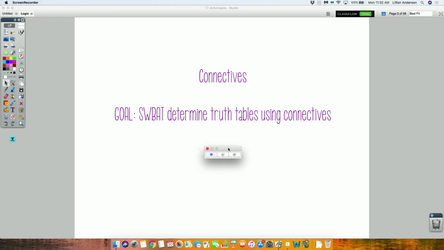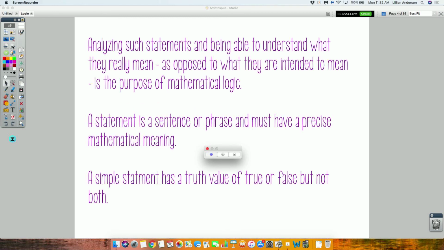All right, so the first lesson of logic, we're going to be talking about truth tables and using connectives within these truth tables. So, to start it off, analyzing such statements and being able to understand what they really mean as opposed to what they are intended to mean is the purpose of mathematical logic.